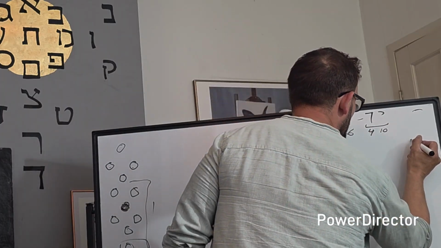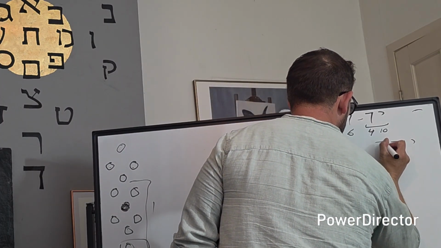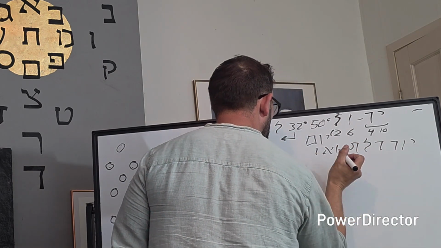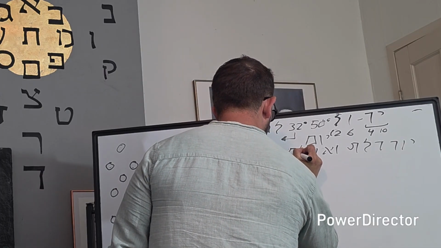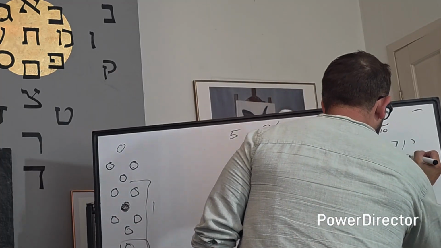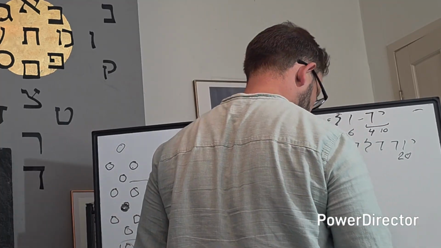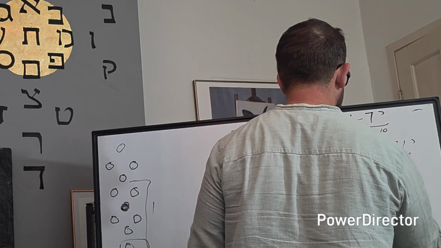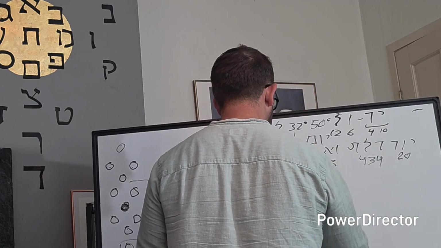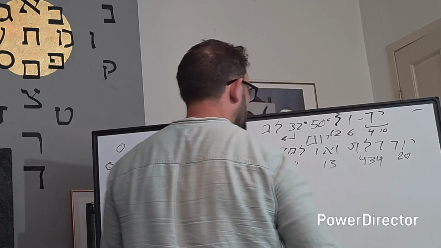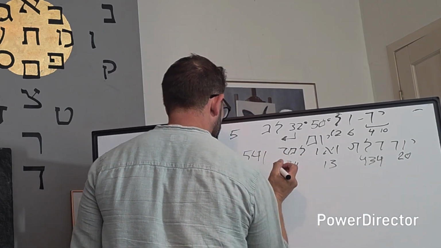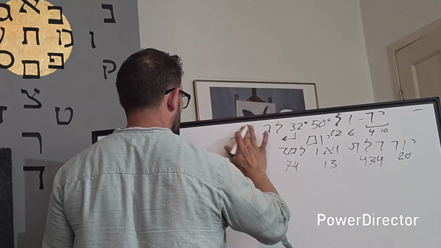So that will be Yud, Dalet, Vav, and Lamed. Lamed. Okay, 20. Let me see my notes if I did the full Gematria. Yes, I did. Okay, 24, 34, 13, and 74. Makes a total of 541. Yisrael. This is the value of Israel.